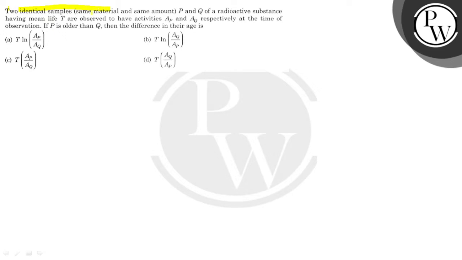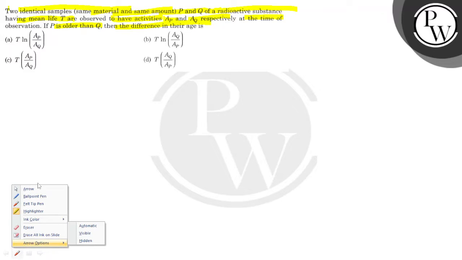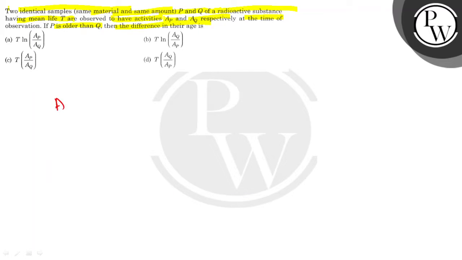Let's see this question. Two identical samples have the same material and the same amount. P and Q are radioactive samples of the substance having mean life T. They are observed, and the activities are AP and AQ respectively. At the time of observation, if P is older than Q, then the difference of their ages is this. So we can write AP and AQ as the activities of these two.